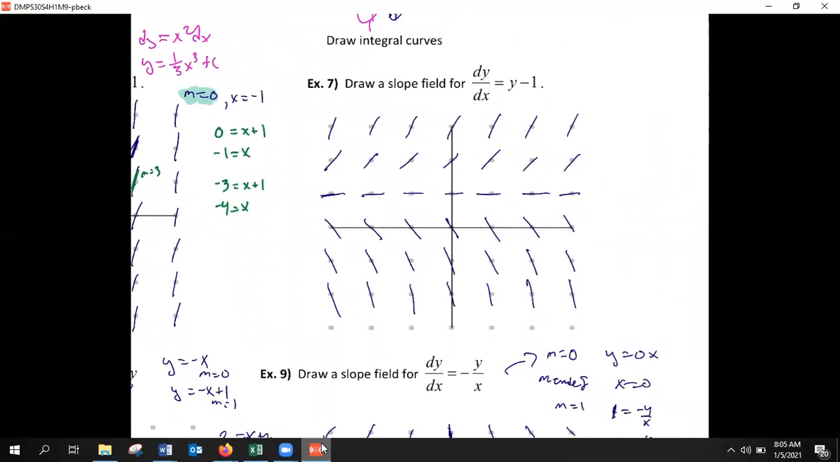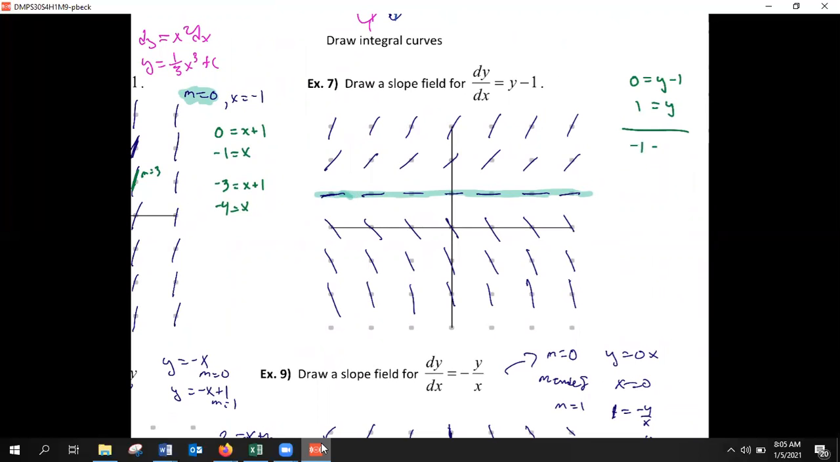For this one right here, let me take that approach to the problem. When is my slope going to actually equal 0? My slope is going to equal 0 whenever y equals 1. So that's why my slopes along the whole line y equals 1 are going to be 0.